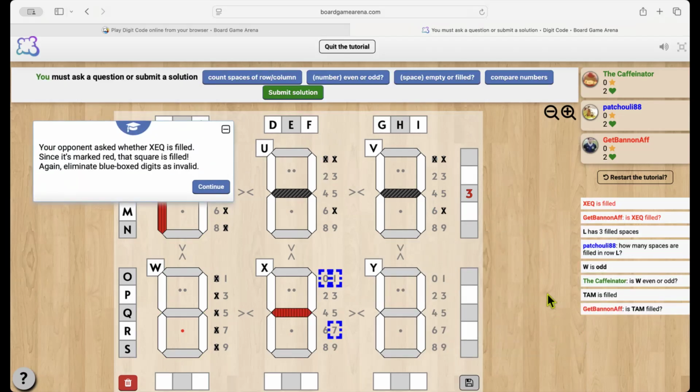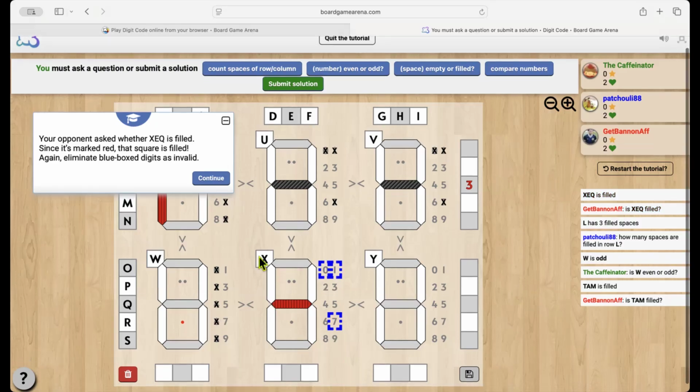Your opponent asks if XEQ is filled. So X, then E, and Q. Is it filled? Since it's marked red, the square is filled. Again, we can eliminate blue box digits as invalid. So again, it can't be 0, can't be 1, and it cannot be 7.